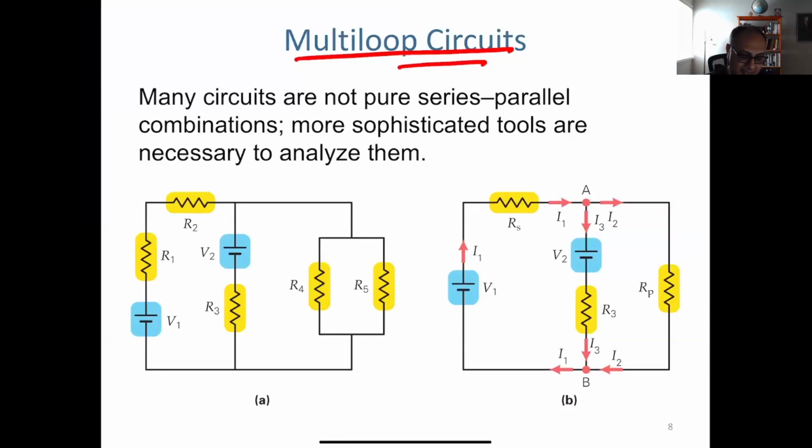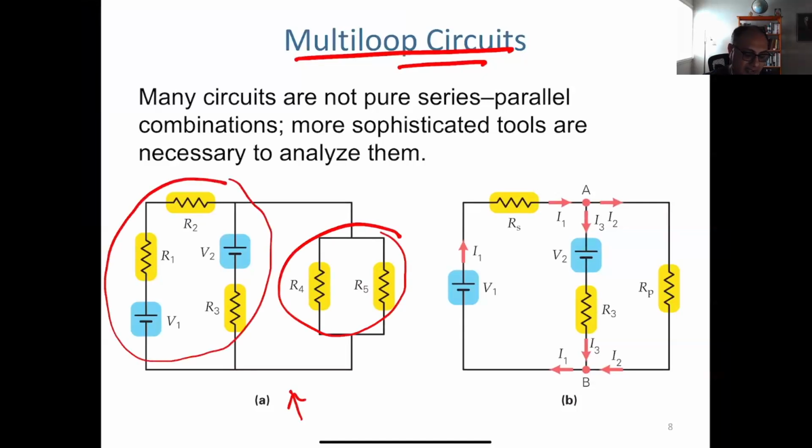So for example, this one, these two can be combined into one, no problem there. But what about this stuff over here? You cannot just combine them because R2 and R3 are not either in series or in parallel, and there's a battery in between them. So these are called multi-loop circuits. Multi-loop circuits are when you have multiple loops and you've got batteries inside these different loops. So those circuits cannot be reduced to the single loop form using the rules of combining resistors in series and parallel. So you need more sophisticated tools to analyze multi-loop circuits.